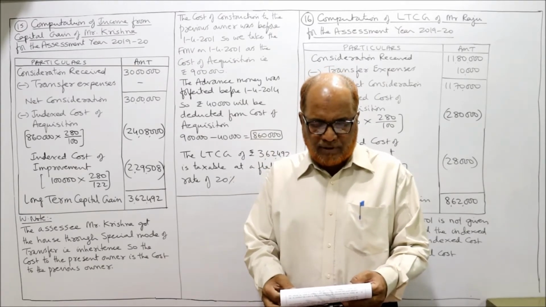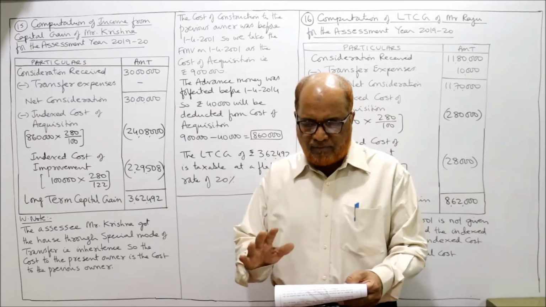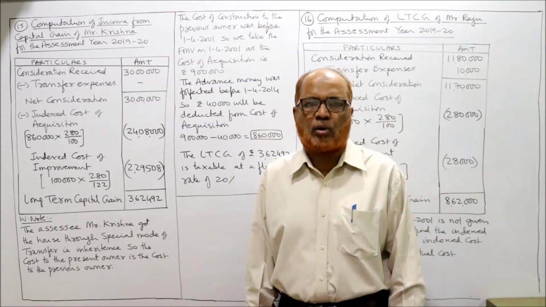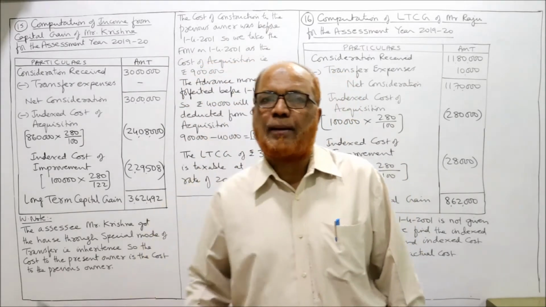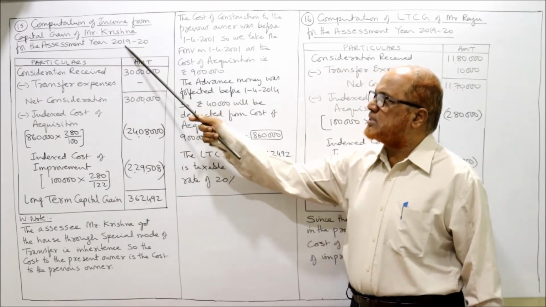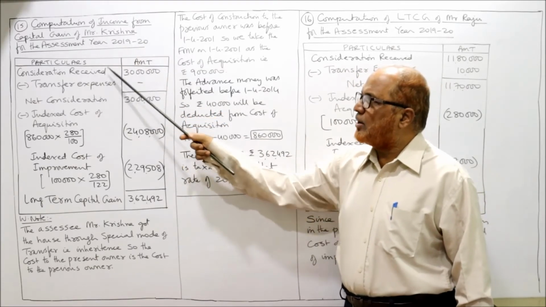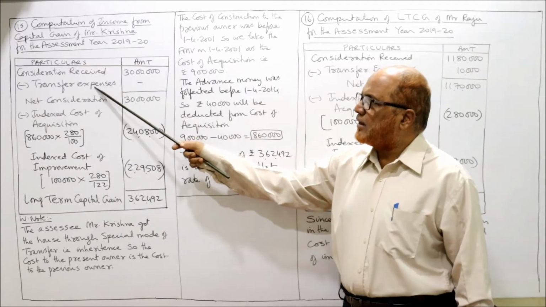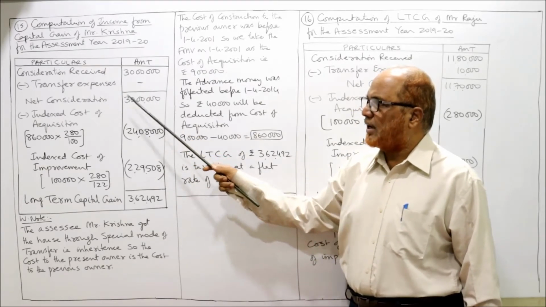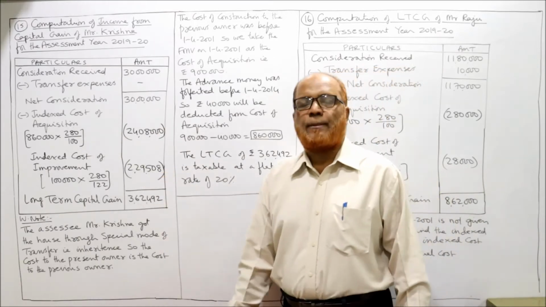Then compute the amount of capital gain assuming that he does not qualify for any exemption. He is not going to get any exemption under section 54. How much is the income from capital gain? Now see, computation of income from capital gain of Mr. Krishna for the assessment year 2019-20. Consideration received 30 lakh. Then transfer fees nil. No transfer fees are given. Net consideration 30 lakh. Indexed cost of acquisition.